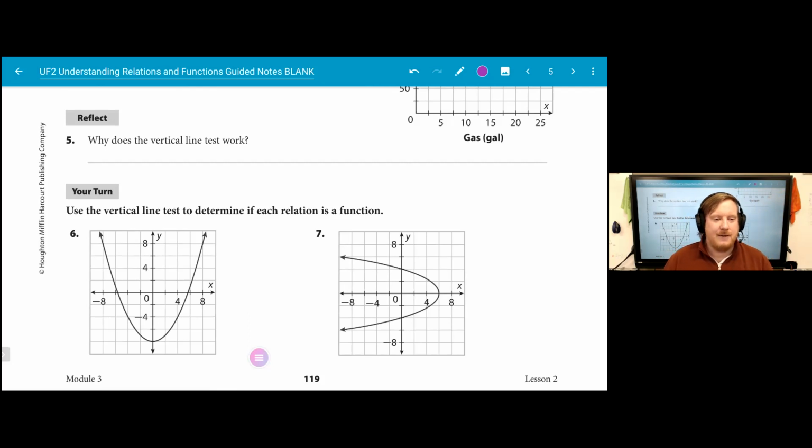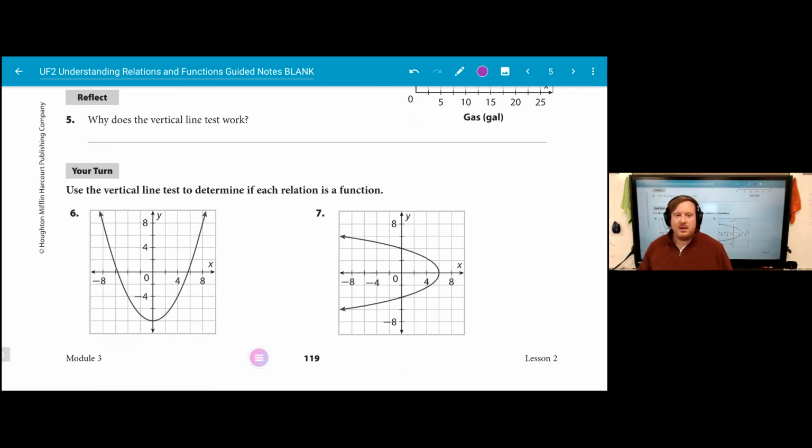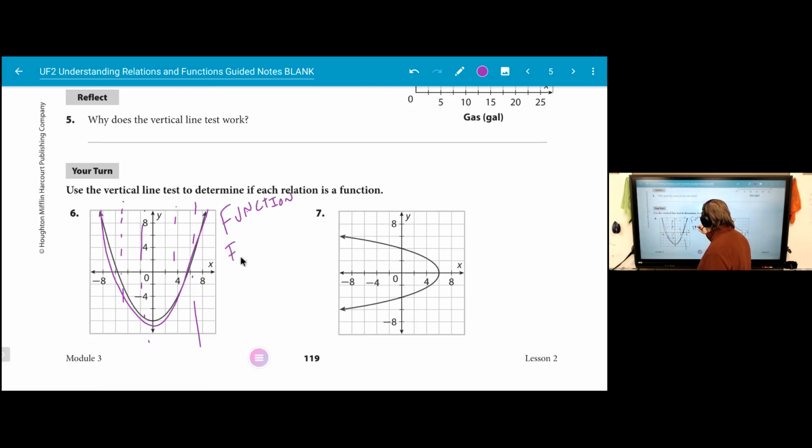Okay. So your turn. Great time to pause right now. You should be able to tell these very quickly. Does it pass the vertical line test? You can pause it or not. It's up to you. It doesn't matter which vertical line I draw on number 6. Again, this is the function we're looking at. This is a function. Sometimes you'll see this abbreviated as FN. It is a function because it passes the vertical line test.